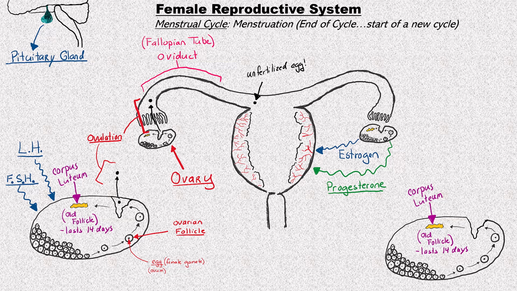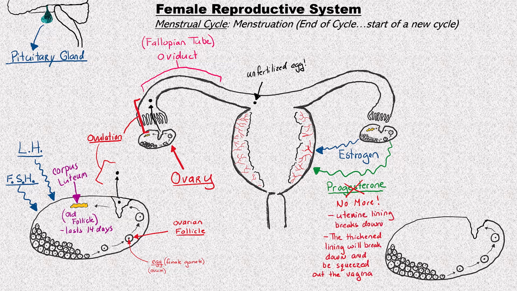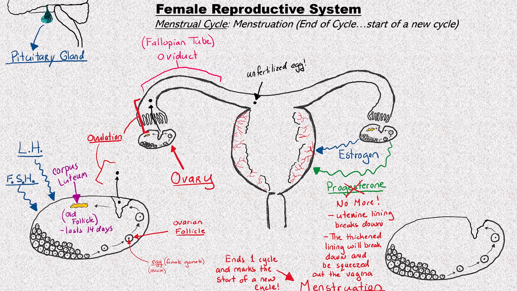The only thing that stops menstruation, the ending of a cycle and the start of a new one, is pregnancy, temporarily, or menopause, which permanently stops this process. So after the corpus luteum has disappeared, there is no more progesterone coming. Therefore, the thickened uterine lining breaks down and it will be squeezed out the vagina, and that process is called menstruation. This marks the end of one cycle and the start of a new one.